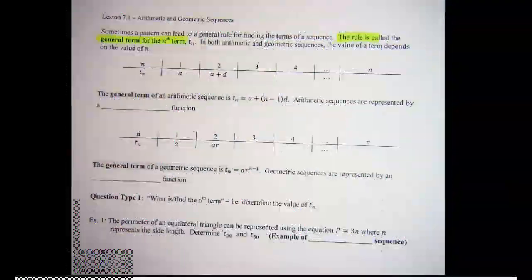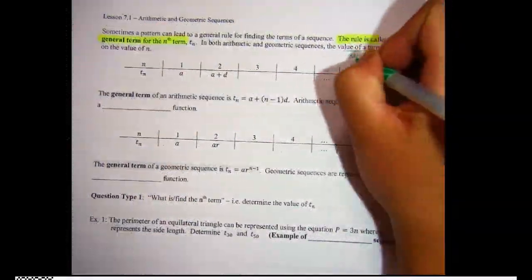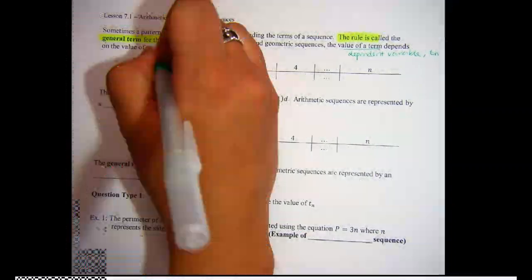So let's go over how we can find the formula for these sequences. Sometimes a pattern can lead to a general rule, and this rule is called the general term for the nth term. So in both arithmetic and geometric sequences, the value of a term depends on the value of n. So if we were to talk about it in terms of functions, the value of a term would be the dependent variable, which is denoted as t subscript n. And the value of n, the term number, would be the independent variable.